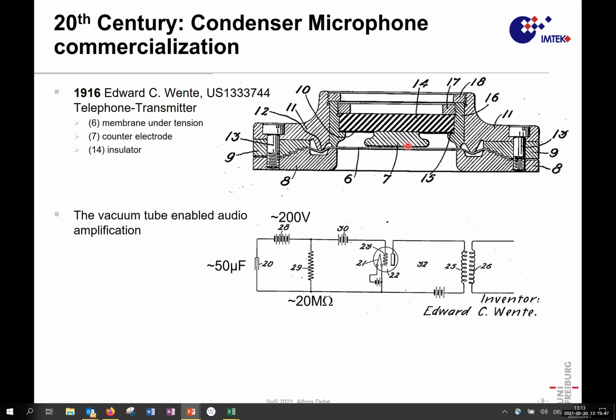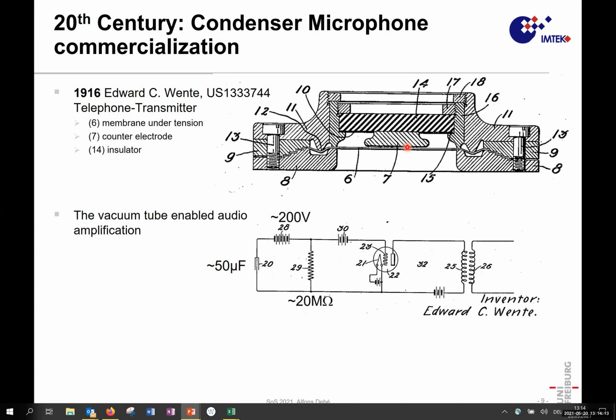And if you move the diaphragm with the sound, then you can modulate the capacitance. So this is the principle that we still use today for capacitive sensing. And why could it be successful in those times? Because they invented the vacuum tube, I don't know, somehow in the same times.